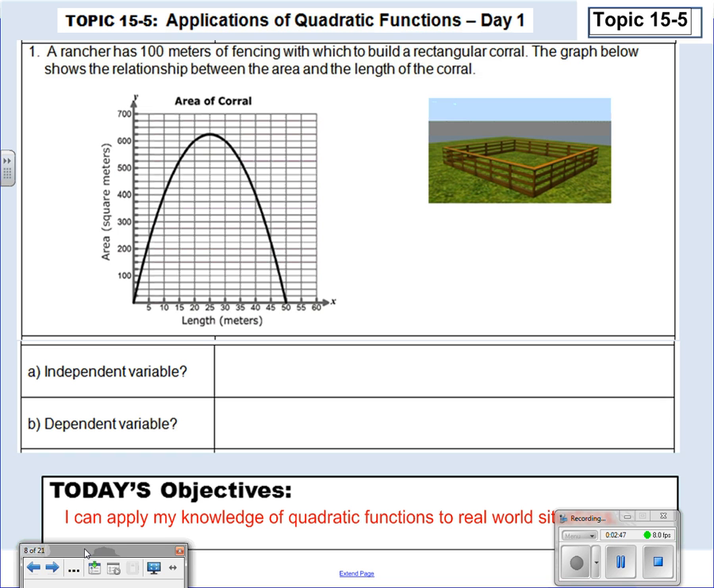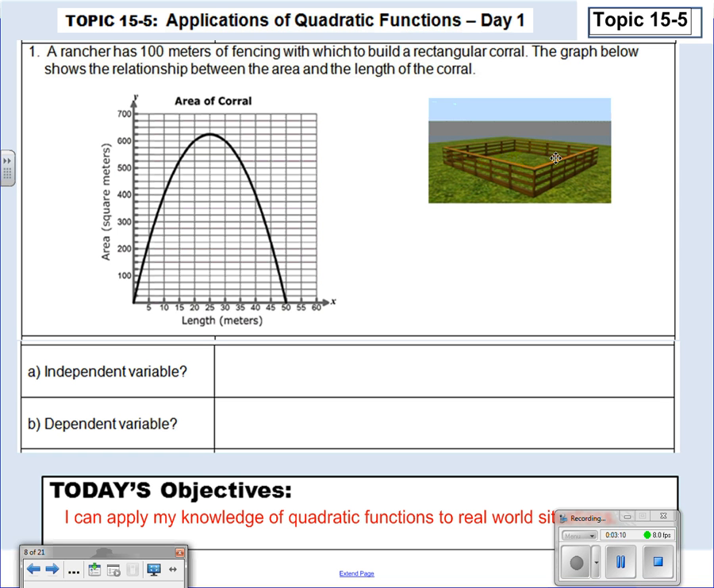So today we're going to apply our knowledge of quadratic functions to real-world situations. Our first problem is we have a rancher that has 100 meters of fencing with which to build a rectangular corral. So here we have a picture of a rectangular corral. The graph below shows the relationship between the area and the length of the corral. So this 100-meter fencing is what's used in order to build this.